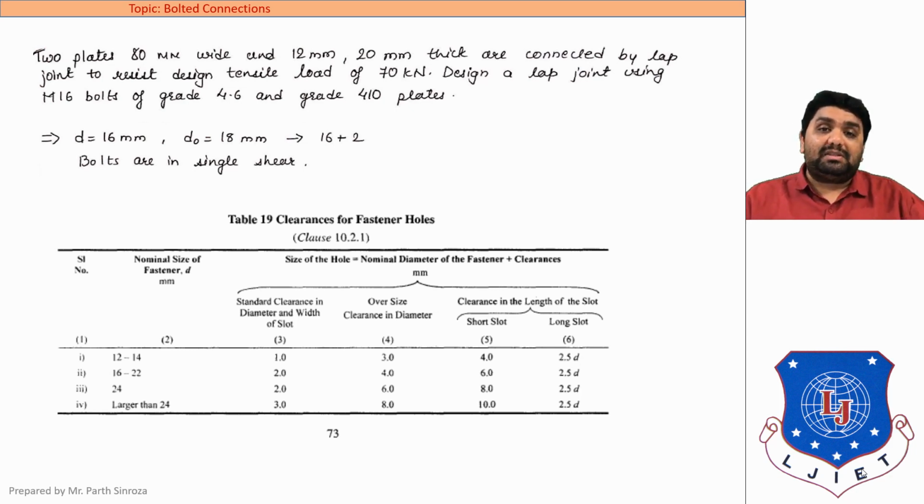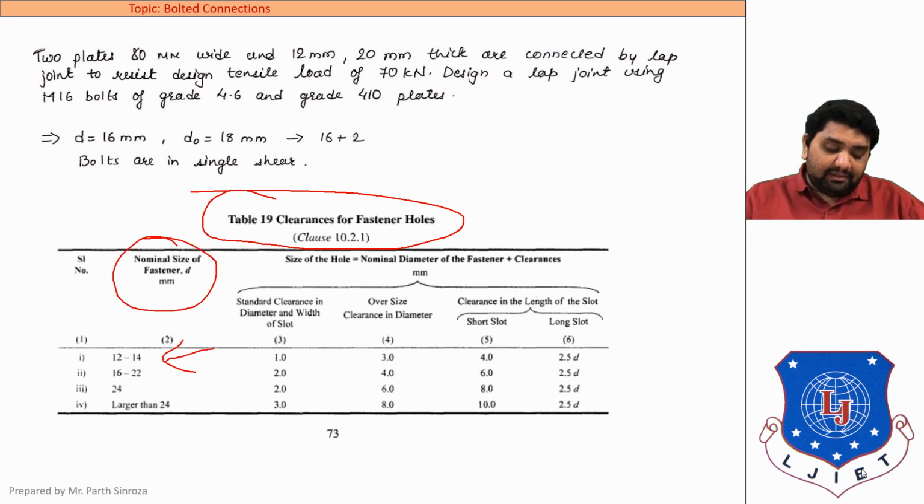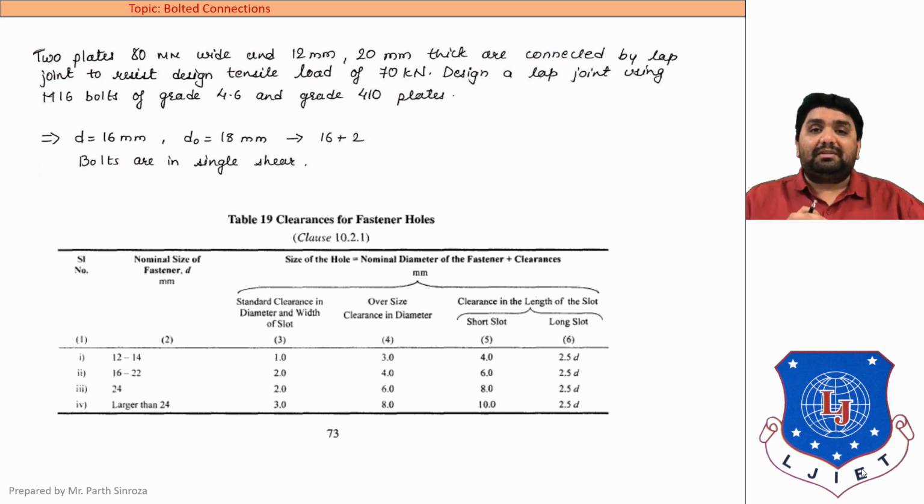There you will be dealing with our first case. Here you can see it is mentioned Table 19, clearance of fastener holes. Fastener means bolt, and holes are the holes to be cut in the plate; how much clearance is to be kept is given in this table. The first case is given as 12 to 14. That is the nominal size of fastener, or D. That means in this column the diameters of bolts are being prescribed. In the first case it is 12 to 14, second is 16 to 22, third is 24, and the fourth is larger than 24.